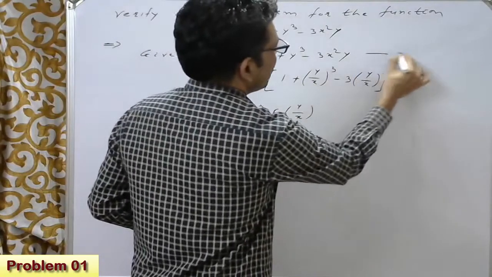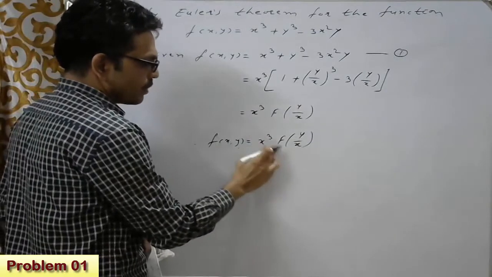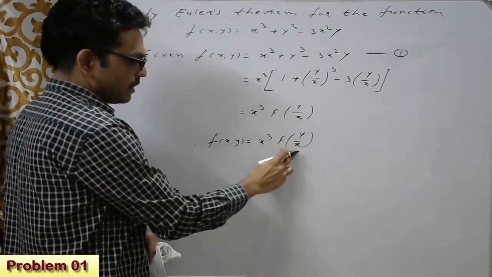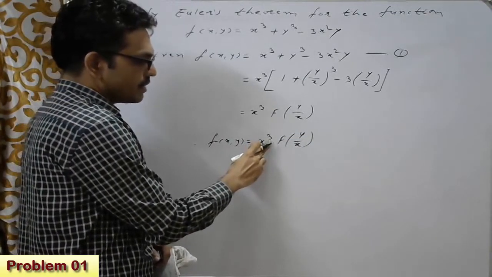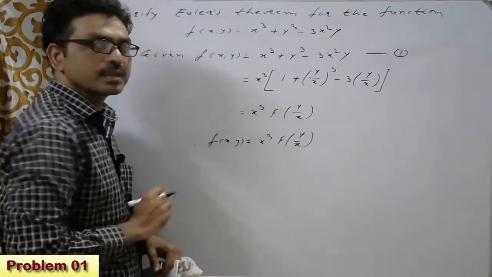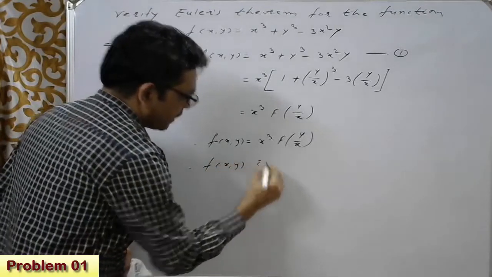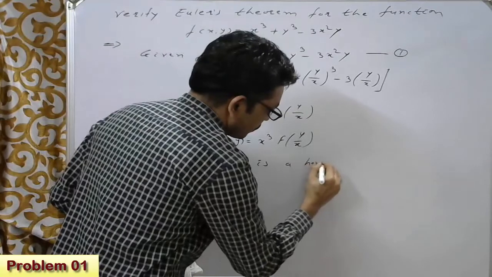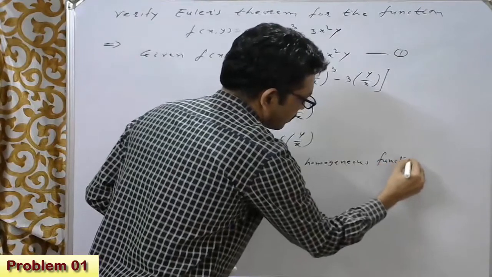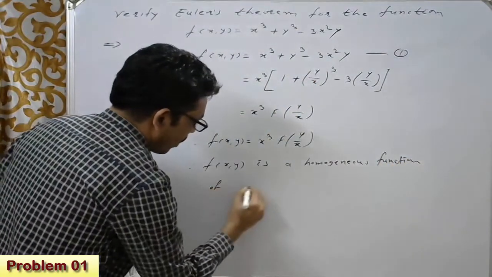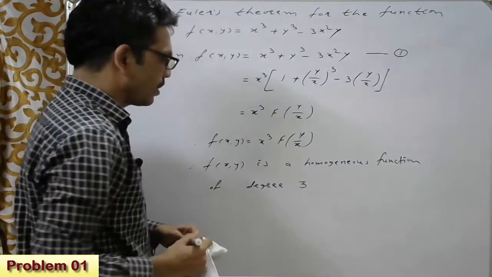Here, the given equation is equation number 1. Here the function f(x,y) is equal to x^3 into the function of y/x. This is a homogeneous function, and here this 3 represents the degree of that homogeneous function. Therefore, here we write the function f(x,y) is a homogeneous function of degree 3.